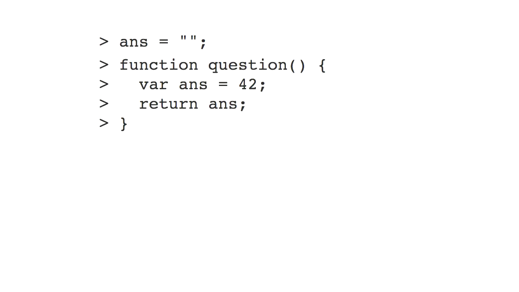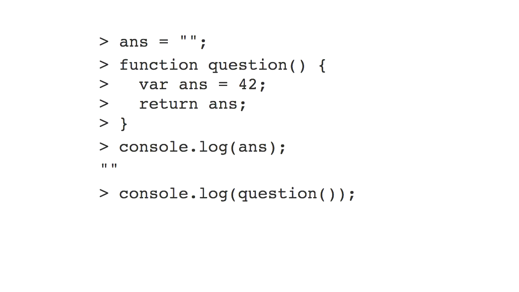This is JavaScript. Say we have a variable, ands, and we initialize it with an empty string. If we then declare a function, question, which has a variable ands of 42 and we return the answer, if we ask for the output of ands, we get the empty string. That's fine. If we ask for the output of the function question, we get 42. If we then ask for the output of answer again, we get the empty string because the answer variable inside the function is not the same as the answer variable outside because of that little guy, the var. In JavaScript, to include var is to make it local. By default, everything is global. Trying to use external libraries that may or may not have been developed within best standard practices and having this bug pop up everywhere was something that annoyed me greatly.